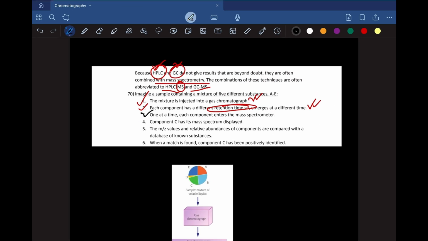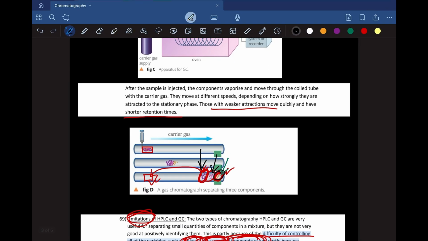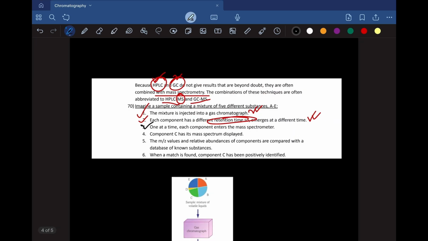Now the third point says one at a time each component enters the mass spectrometer, right? This one enters the mass spectrometer first, then this one, and then this one. So all of them are entering one after another, right? One enters after the other. Now the fourth point is component C has its spectrum displayed.